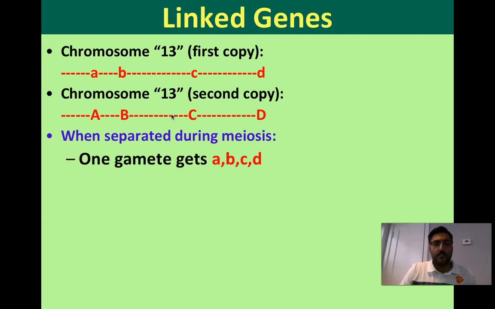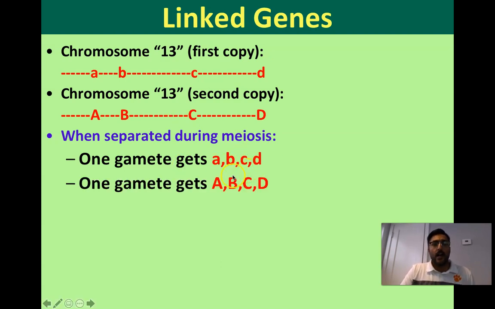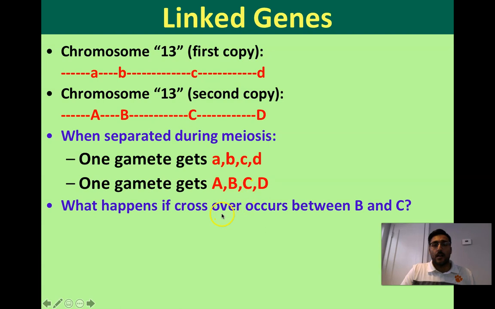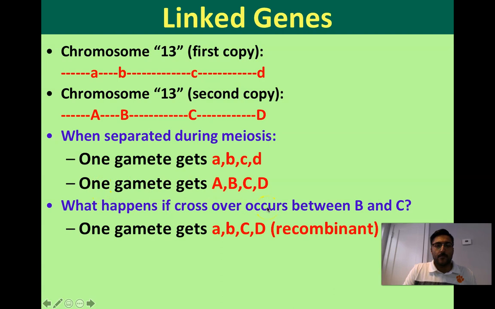When separated during meiosis, one gamete is going to get little a, little b, little c, little d. Another gamete is maybe going to get all the big A, big B, big C, big D. And then the question is, well, hey, what happens if you had a crossing over occur between B and C? So big B and big C.